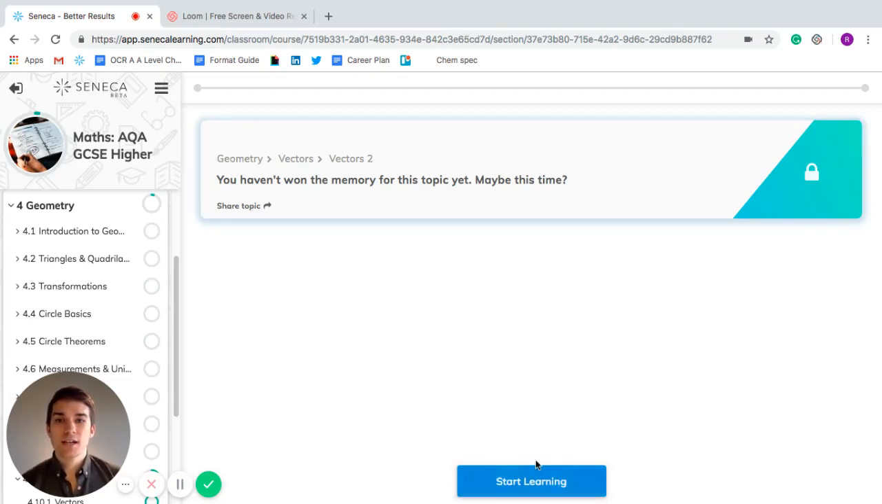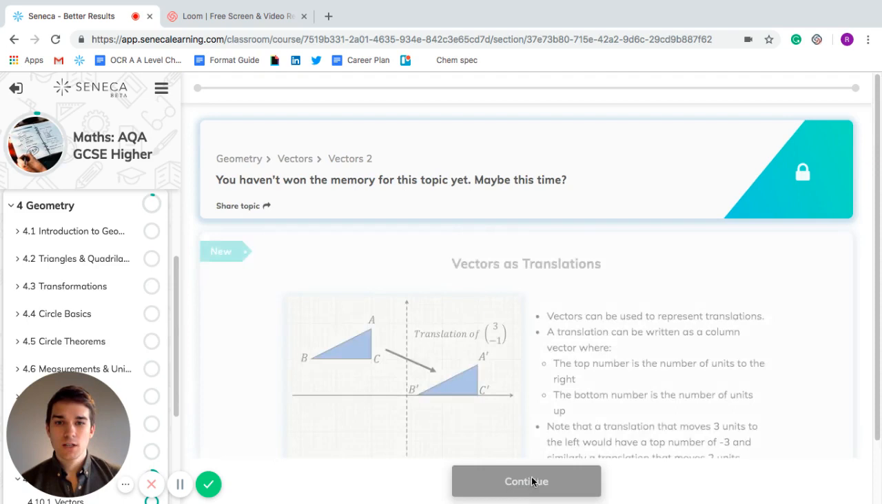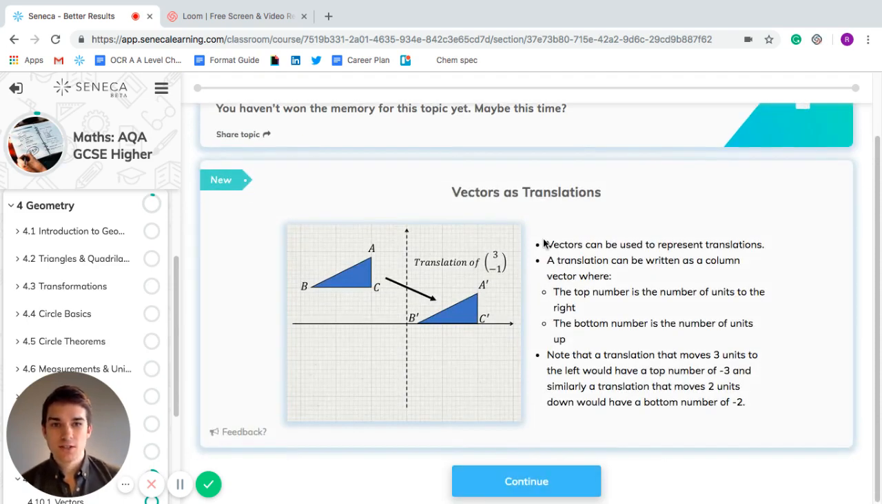Today we're going to look at our second section on vectors. If you want to see the first section, please look at the other video for a bit of an introduction. So let's get going. So vectors as translations.